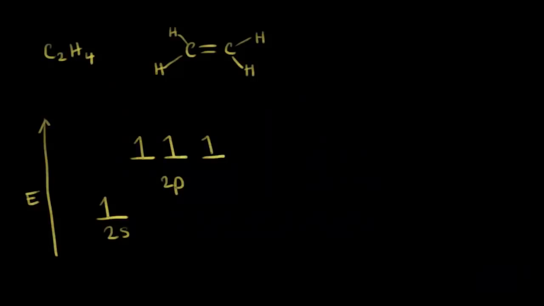In an earlier video, we saw that when carbon is bonded to 4 atoms, we had an sp3 hybridization with a tetrahedral geometry and an ideal bond angle of 109.5 degrees.